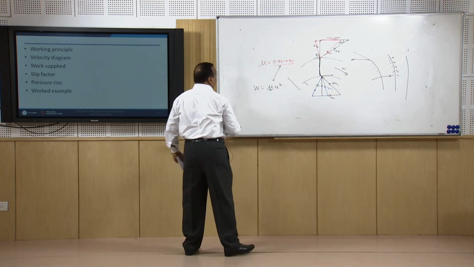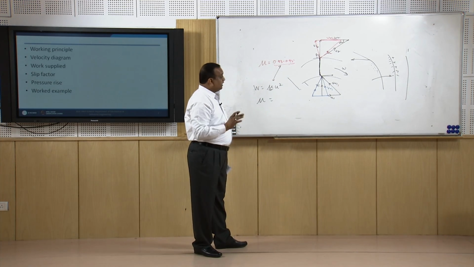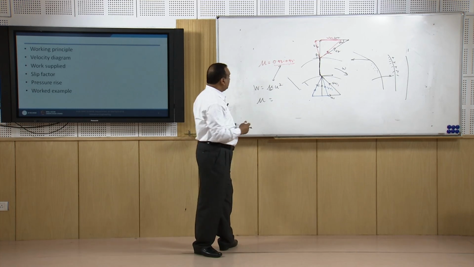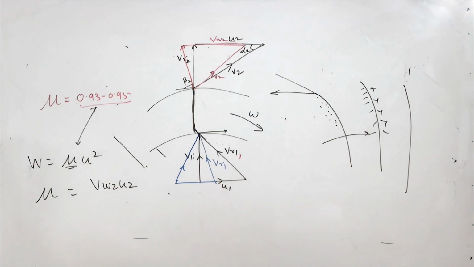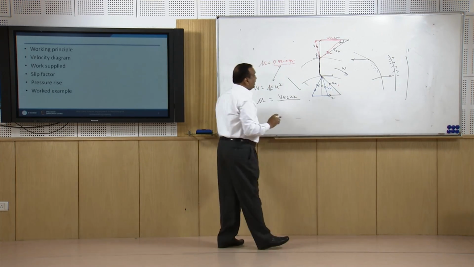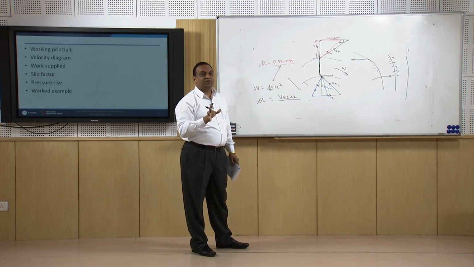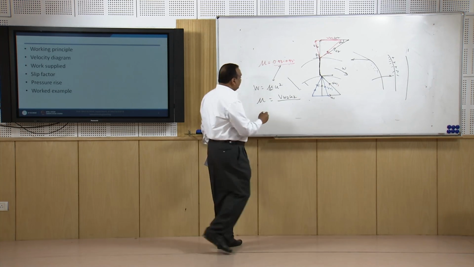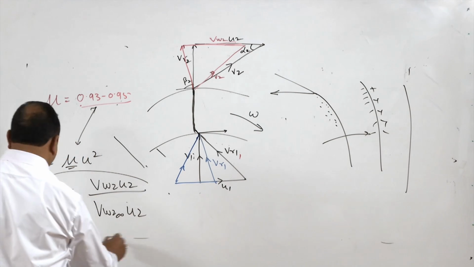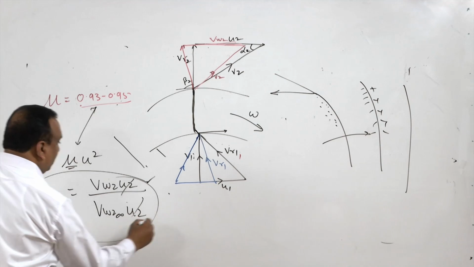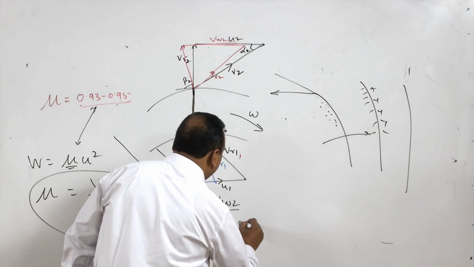Now, regarding the slip factor, this is mu. It is the work done on the compressor, that is VW2 U2, right, divided by the work done on the compressor when there are infinite number of vanes. It is an imaginary situation. When there are infinite number of vanes, there is no slip. So, when there is no slip, VW2 infinite U2, and this will be cancelled out. So, slip ratio is VW2 by VW2 infinite.